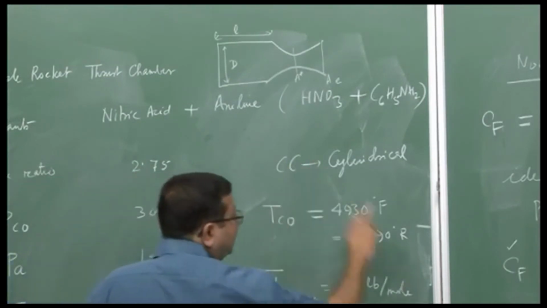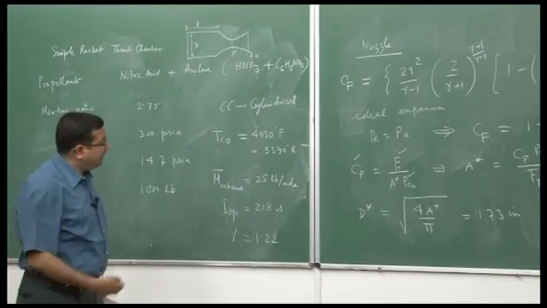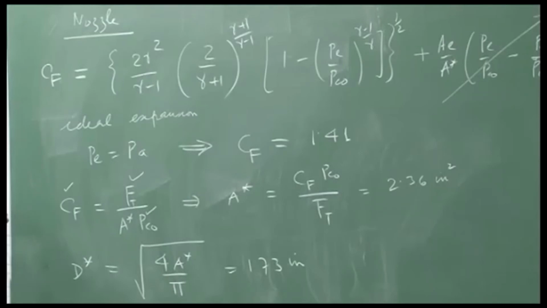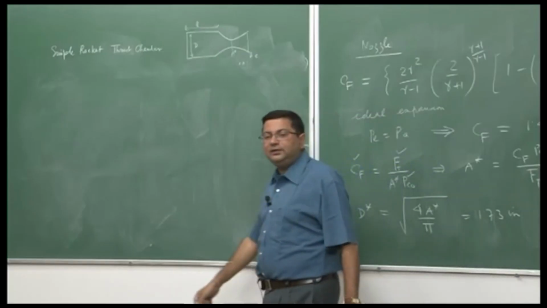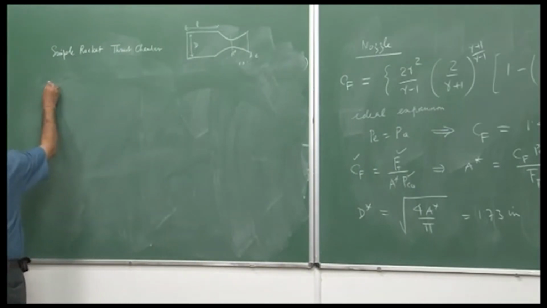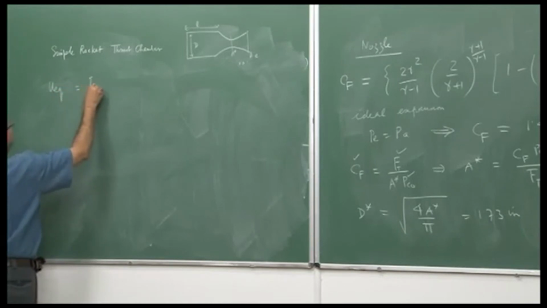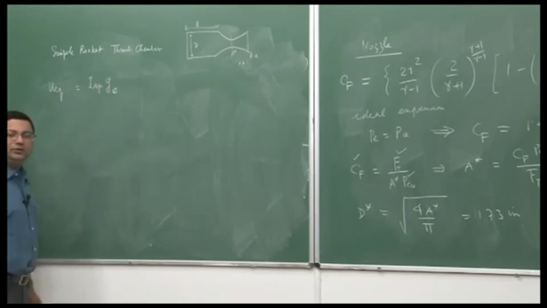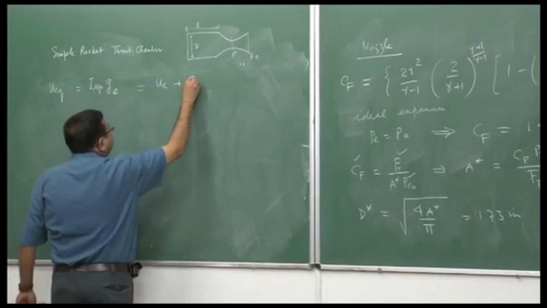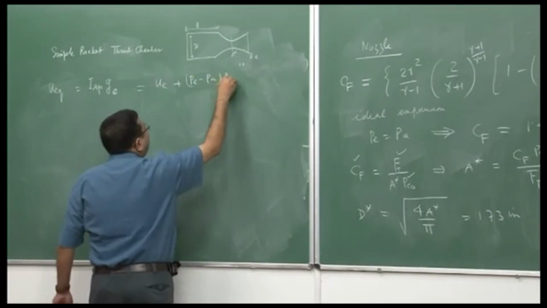So, first of all, from here I get A star. Next step is to get the exit area Ae. In order to get the exit area, we need to know the exit velocity. So, next let us calculate the exit velocity. How do we calculate the exit velocity? Let us again look at what has been given to us. What is given to us is the value of Isp, specific impulse. So, now we use the definition of equivalent velocity, which is equal to specific impulse times the acceleration due to gravity at sea level. Now, the equivalent velocity is ue plus (Pe minus Pa) Ae by m dot.